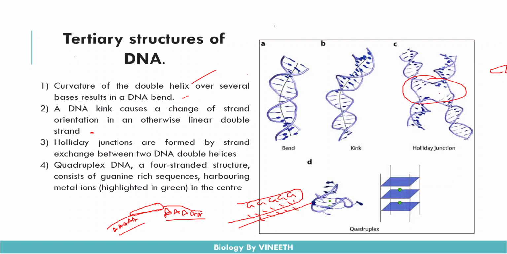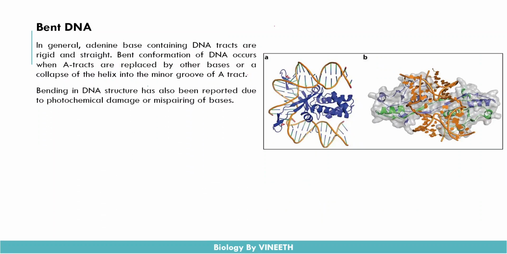So at that time, the structure of the DNA is formed. In the quadruplex DNA, the four guanine sequences, or the four antiparallel strands of the DNA, are involved in the formation of one helical DNA. So that is the quadruplex DNA. What we have here is a bent DNA.